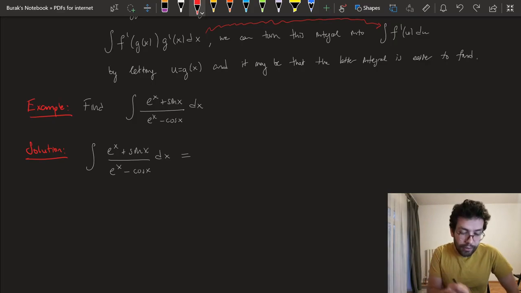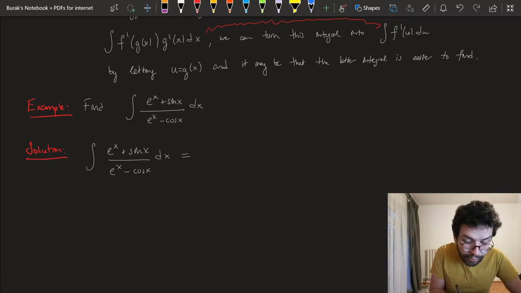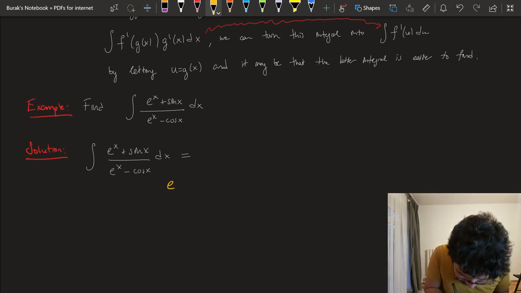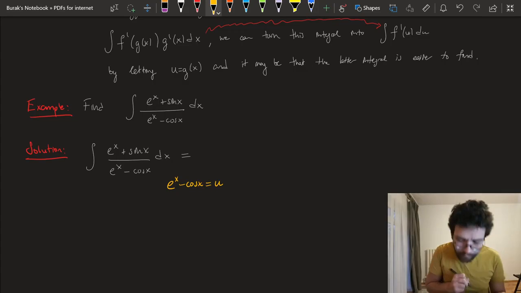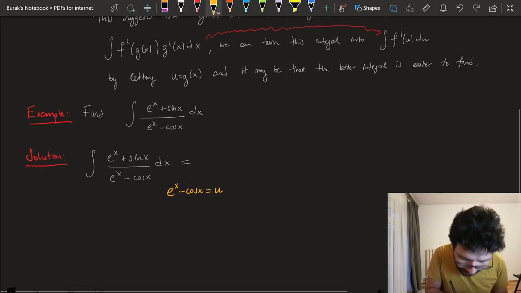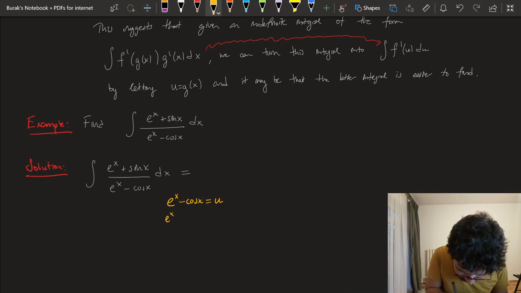I'm going to call, okay, the denominator: the derivative of cosine is minus sine, so with the other minus sign, it's going to be plus sine. The derivative of this will be plus sine of x. The derivative of this guy will be itself. So I see that the derivative of the denominator is the numerator. So why don't I call the denominator u? And in this case, I'm going to take the derivative of the left hand side, which is e to the power x plus sine x.